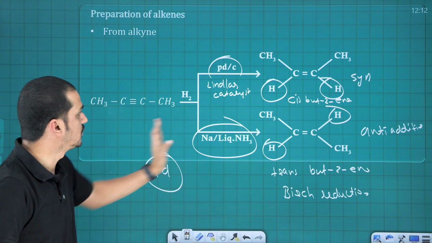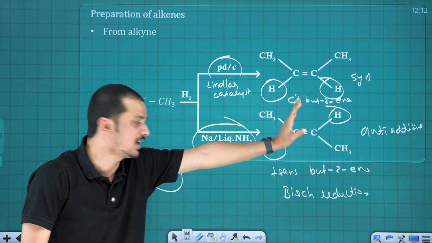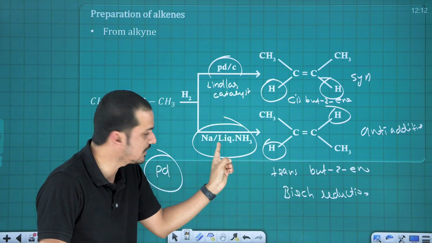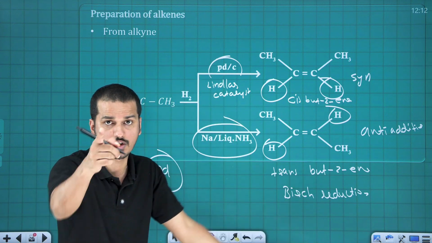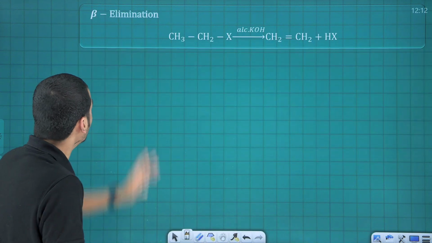Okay, so if you are using Lindlar catalyst, you will get the cis product, same side. And if you are using sodium in liquid ammonia, opposite side, that is Birch reduction. Okay, we can go to the next idea.